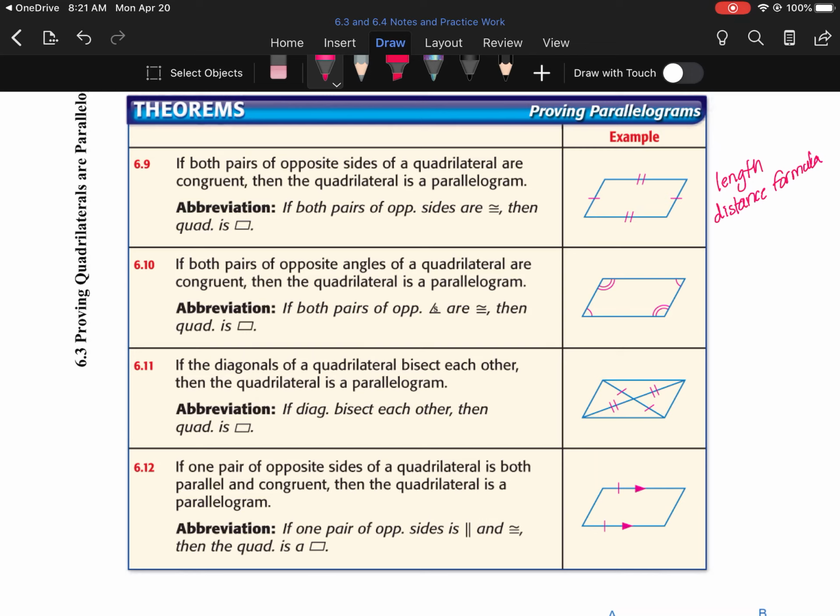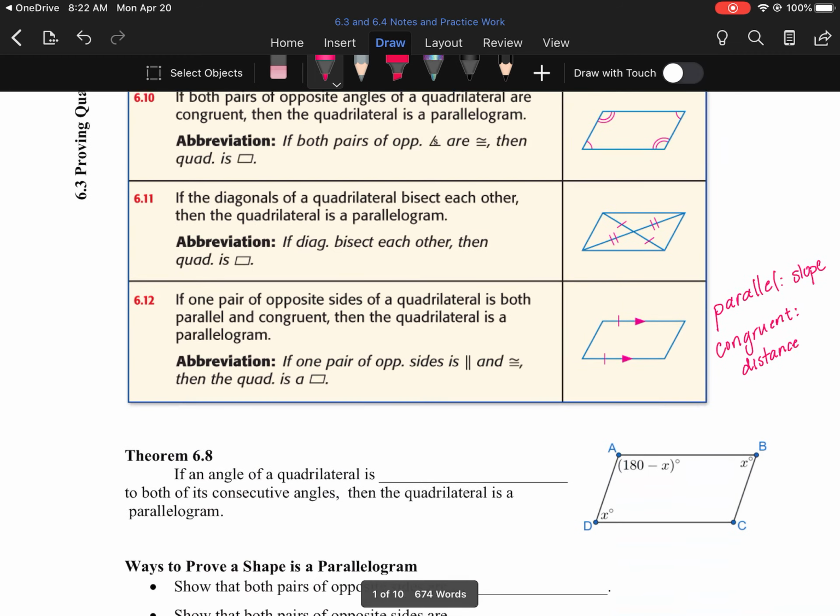And the last one says, if one pair of opposite sides of a quadrilateral is both parallel and congruent, then the quadrilateral is a parallelogram. So to prove that they are parallel, we would use slope formula. And to prove that they are congruent, we would use distance formula. Okay. We have one more theorem.